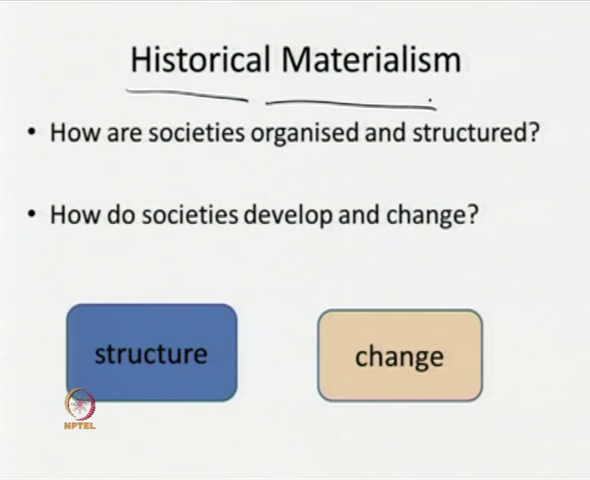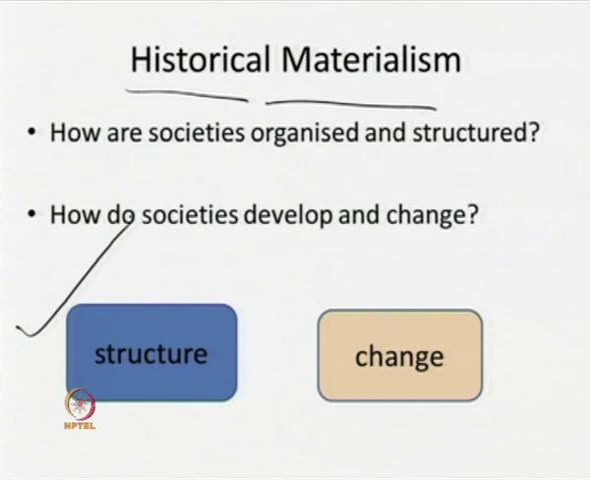Historical materialism seeks to study things like the organization and structure of societies. So it would ask questions like, how are societies organized and structured? And second, how do these societies develop and change? In the first case it is really the structure and the organization of society, and the second is society in motion. What leads to social change? Why do societies change?